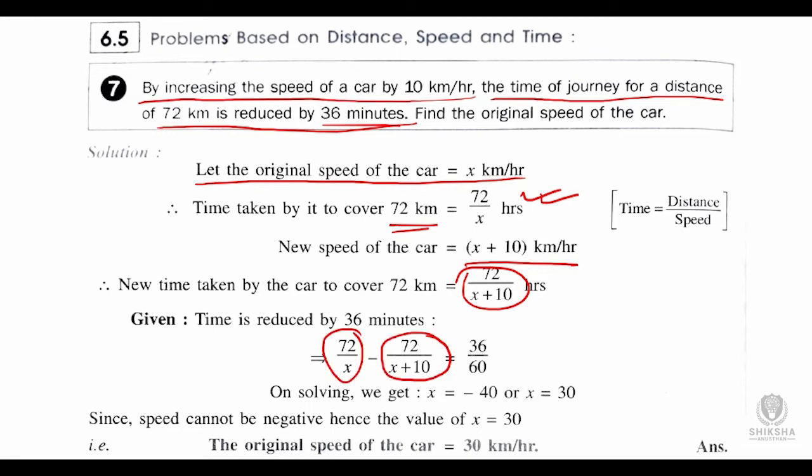So 72 by x minus 72 by x plus 10 gives us 36 by 60. 36 minutes, that is converted into hours, 36 by 60. On solving, we get x is minus 40 and x is 30. As speed can never be negative, so we take it as 30. And the original speed of the car would be 30 km per hour.